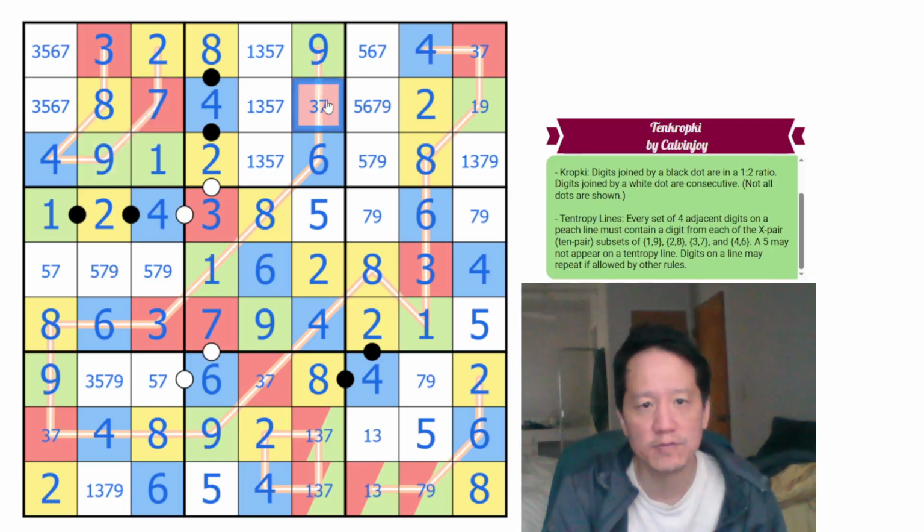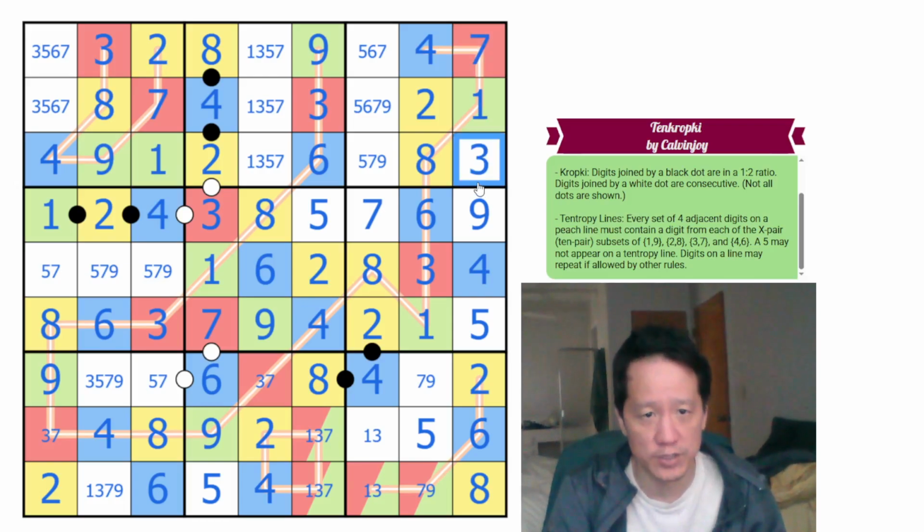This has to be 7. That makes this 3. This 3 means this has to be 7. So this 7 means this has to be 9, which makes that a 7. This 9 makes that a 1. This can't be 1, 7, or 9, so this is 3.